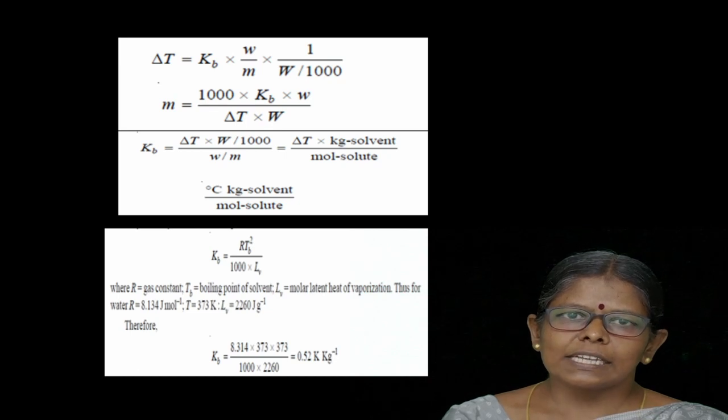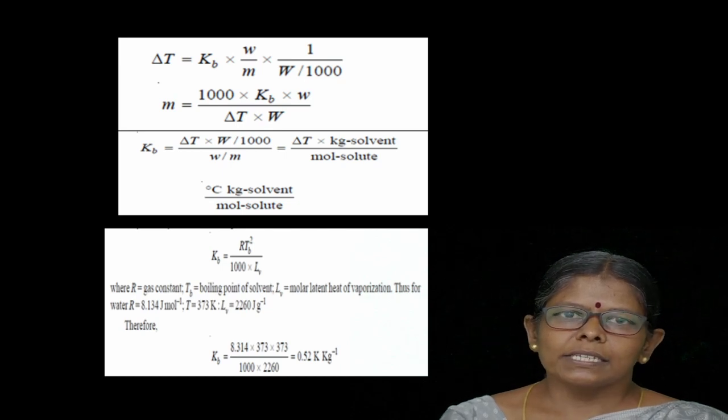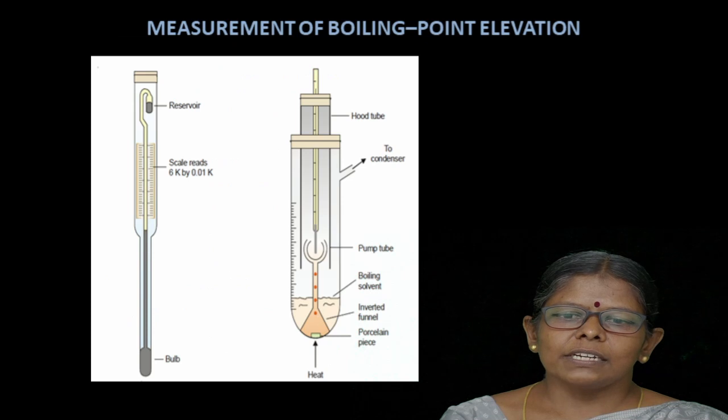The universal gas constant has the value of 8.314 joule per mole per Kelvin, and 100 degrees Celsius is the boiling point of water, that is nothing but 373 Kelvin. Here the value of the ebullioscopic constant for water as the solvent is 0.52 Kelvin kilogram per mole. Next, we can look at the measurement of boiling point elevation.